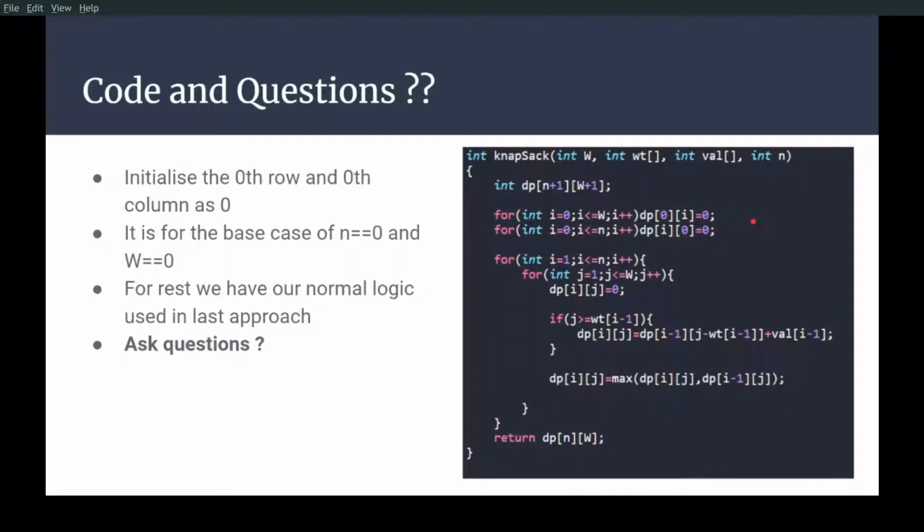Then I'm going through all the array elements and all the weights, and if my weight is, let's say, less than this, then I'm finding dp of i comma j equals dp of i minus 1 comma j minus this weight, plus the value. Can someone tell me what I'm doing in this situation? In this situation I'm taking the element, and in the other situation I'm leaving the element, and I'm taking the max of both of them, and after that I will simply return the answer.